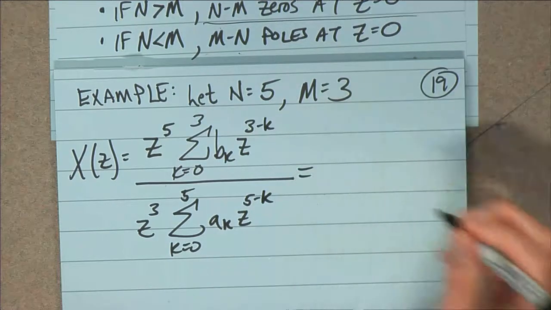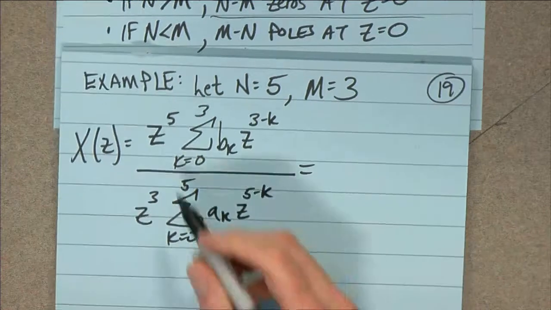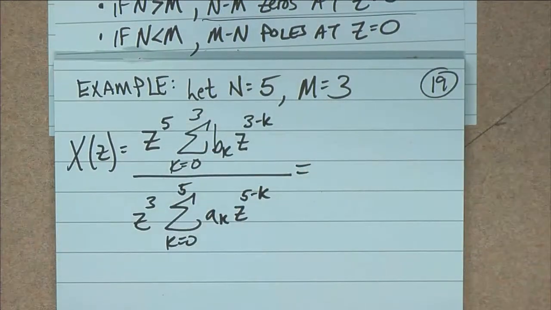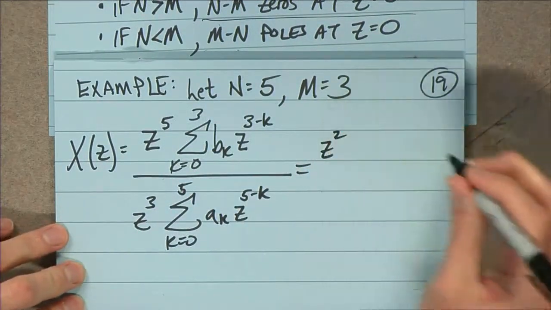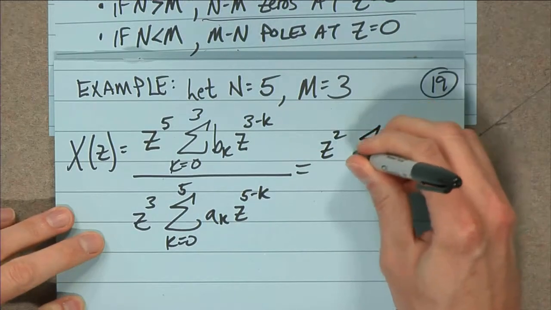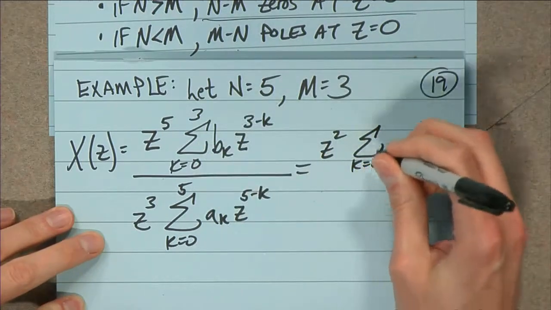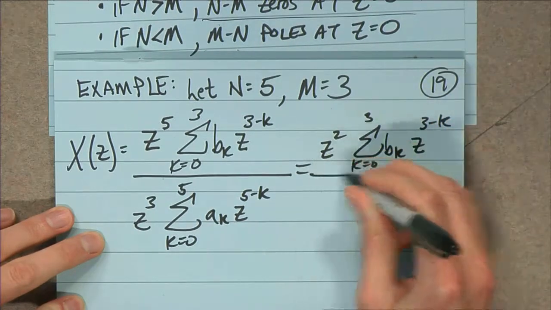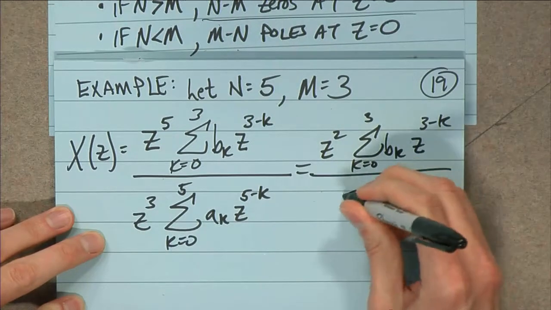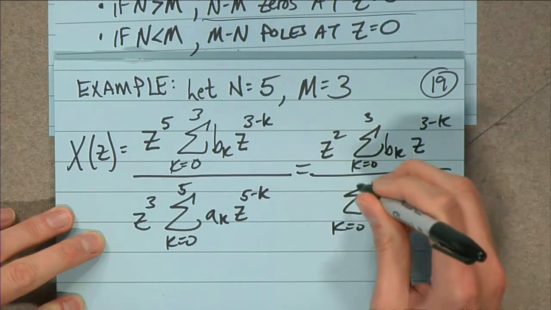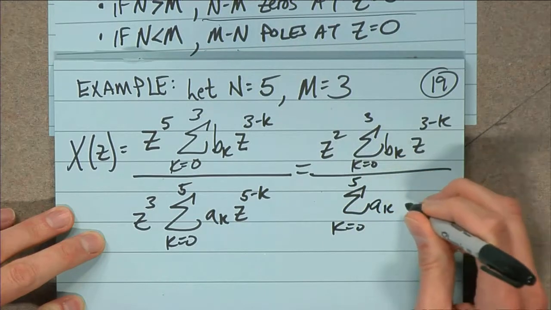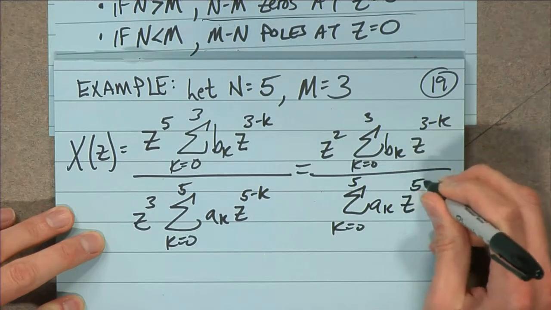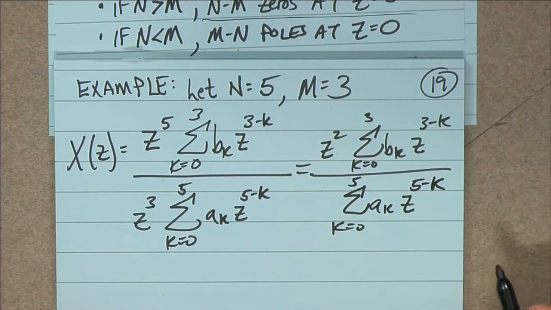Well, once we have that kind of cumbersome expression written, we can say, okay, z to the 5th divided by z cubed, that's pretty easy. That's z squared. And what am I left with here? Well, this thing didn't change. So that's k equals 0 to 3, b sub k, z to the 3 minus k. That term went away. So we're left with this bottom summation. So what's going on? The reason why I wanted to write this out is so you can see that when you write it this way, the number of poles and zeros universally is always the same.